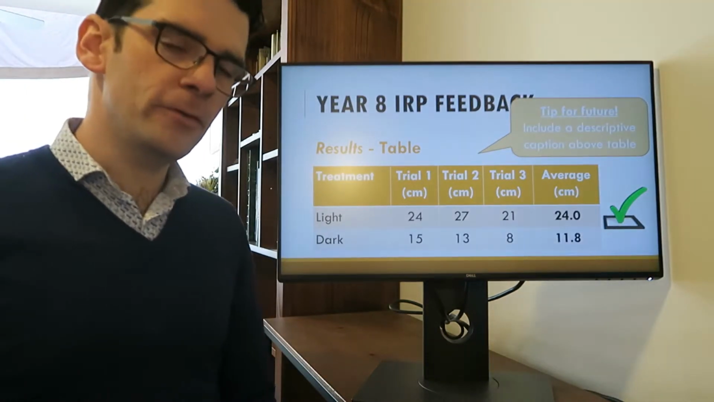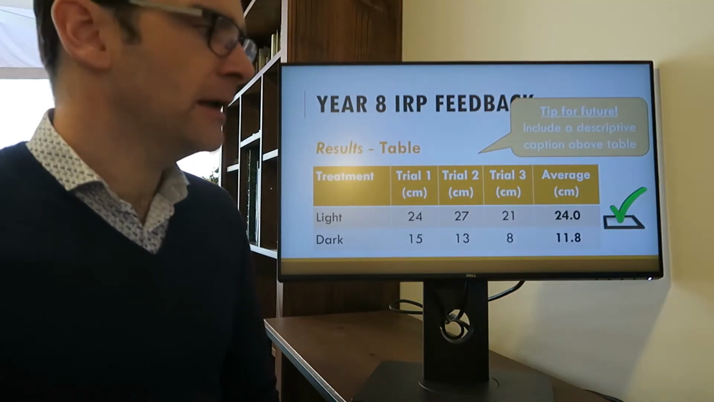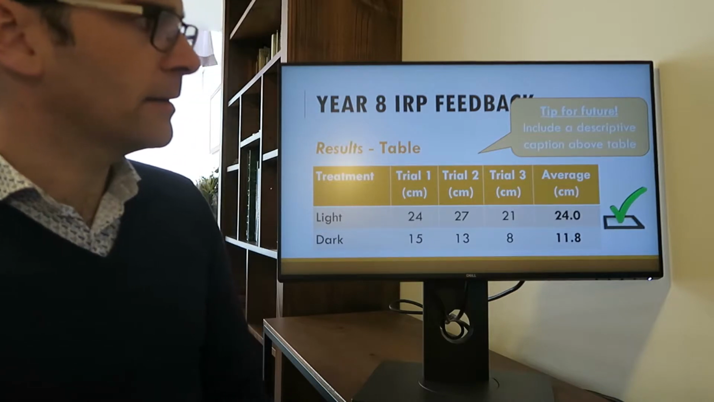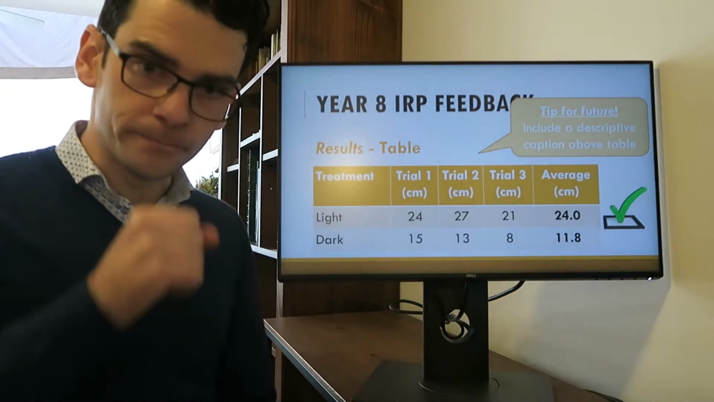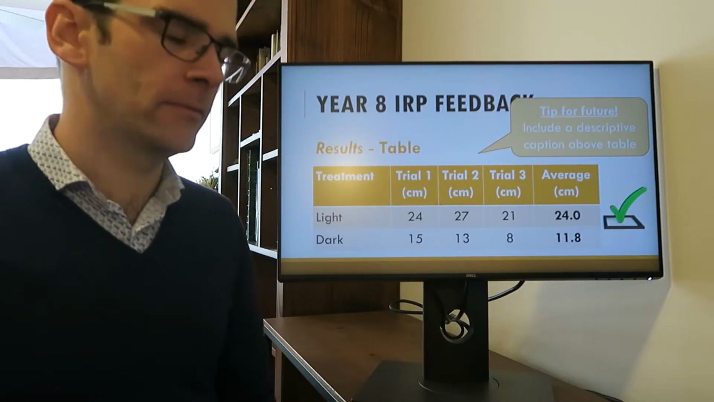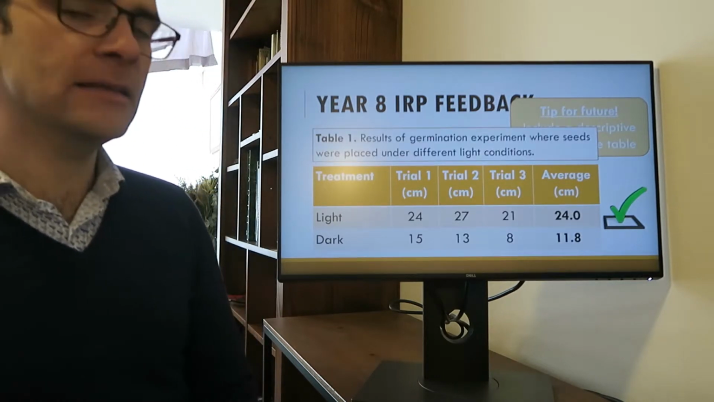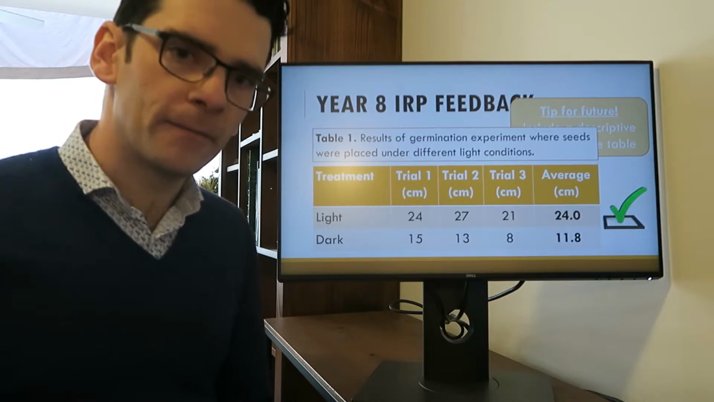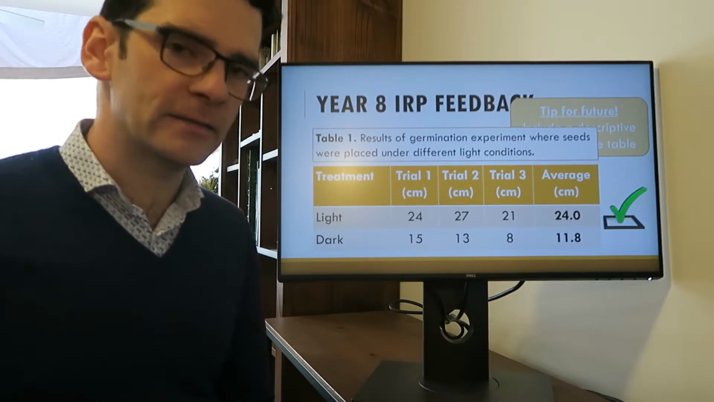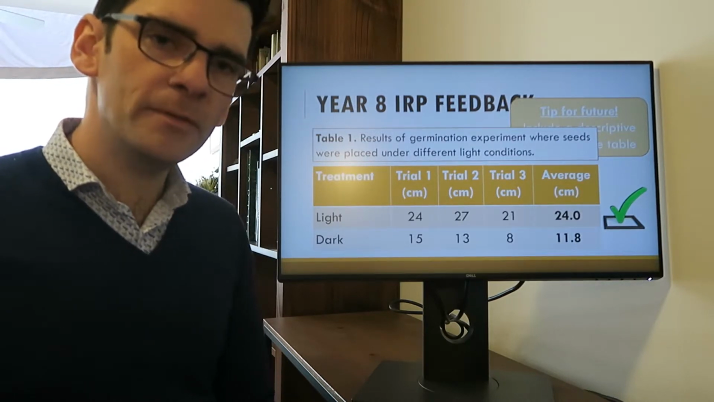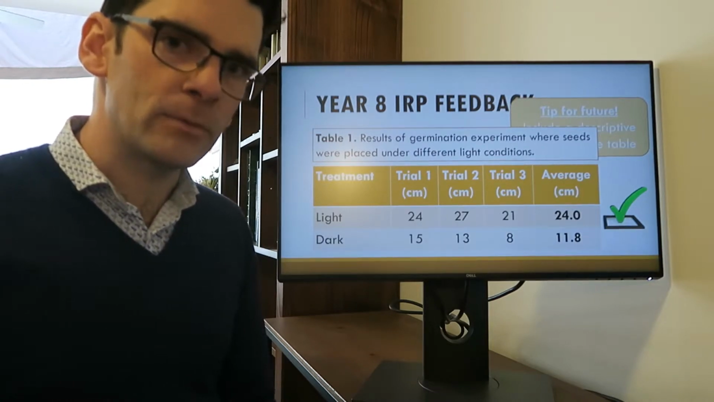Another tip for the future, again, this wasn't necessary to get full marks, would have been to include what we call a caption for your table. Now that would have looked something like this. It's a nice little descriptive sentence or two which describes to the reader, the viewer, what the table is actually all about.